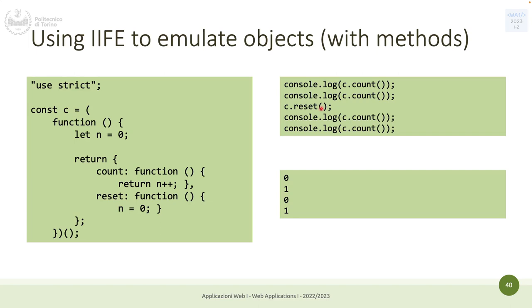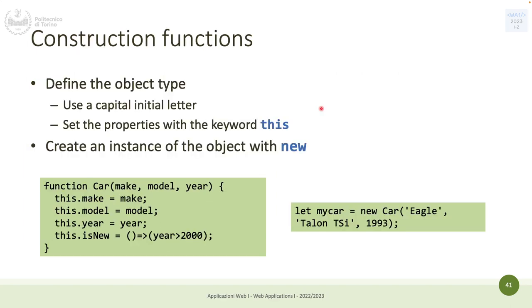And again, this can also emulate objects, but it's not really fundamental. And again, we are probably not going to use the immediately invoked function ever in the course, but they exist. And in complex JavaScript projects, they make sense. Sometimes it's useful to use them, but only in really, really complex JavaScript projects.